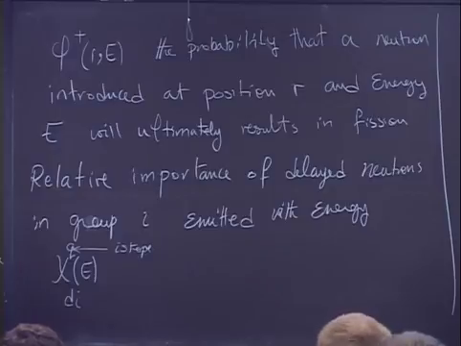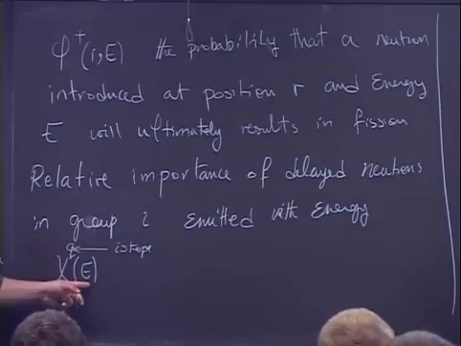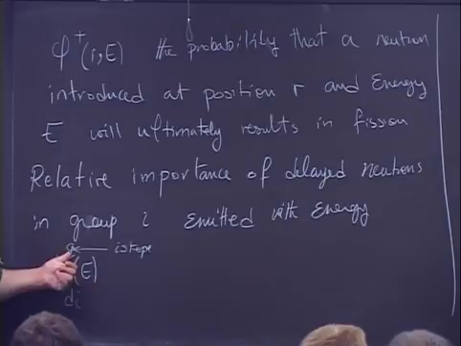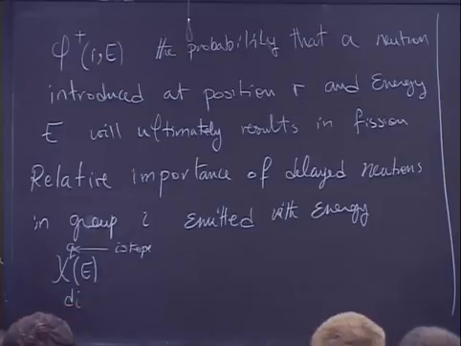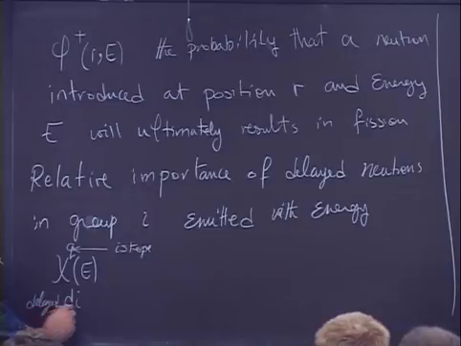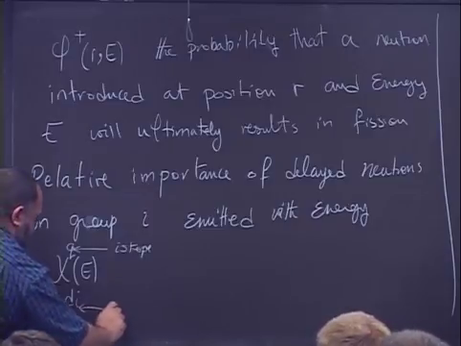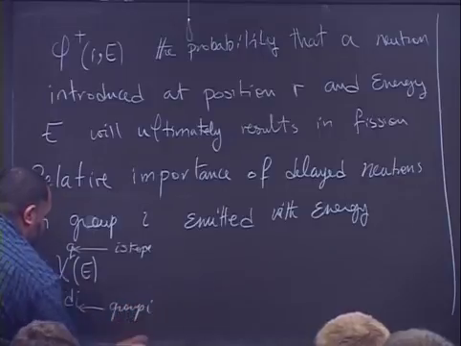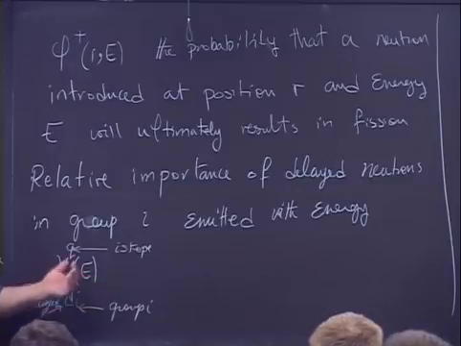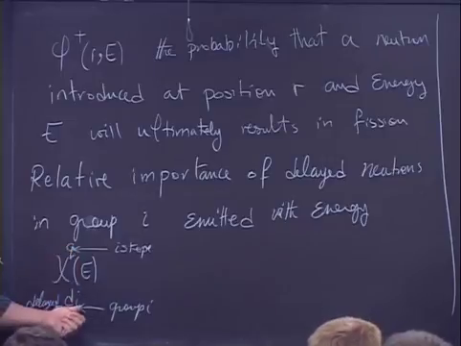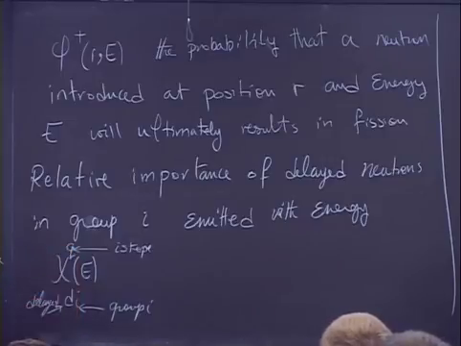So chi of E is the fraction of neutrons produced at energy E from fission of the isotope Q as delayed neutrons in the group I. So D stands for delayed, and I stands for what? Group I, because we have 6 groups. So this is just the fraction of neutrons, or the probability that a neutron generated from fission in the isotope Q will appear in the group I of the delayed neutrons at energy E. Okay, guys?